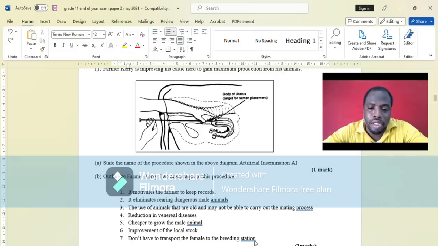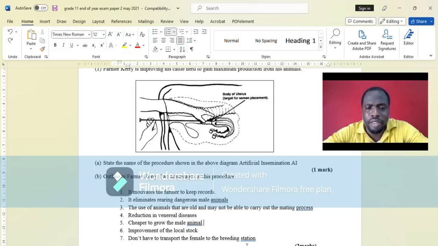Now, when you're doing mating with animals, it is usually said that you take the female to the male. So if you're living in a different geographical area than the male, then the farmer would have to find transport to get that female to the male. If you're using AI, you don't have to think about getting the female to the breeding station. Instead, you can just have the personnel visit your farm and carry out the process of AI. So these are some of the advantages of utilizing AI.